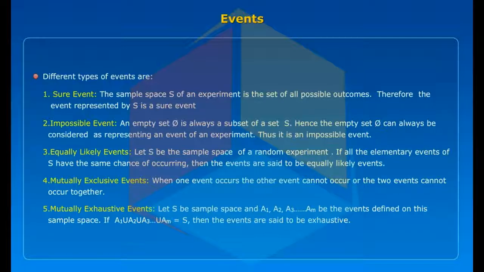Mutually exhaustive events. Let S be the sample space and A1, A2, A3, and so on up to Am be the events defined on this sample space. If A1 union A2 union A3 and so on up to union Am is equal to S, then the events are said to be exhaustive.